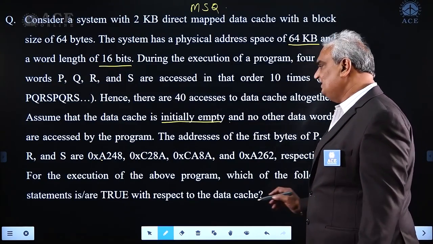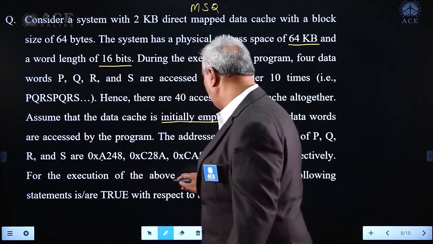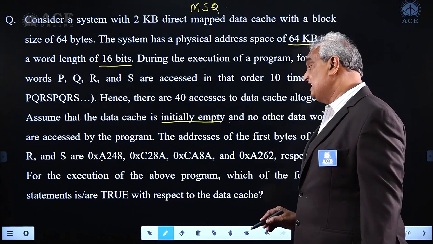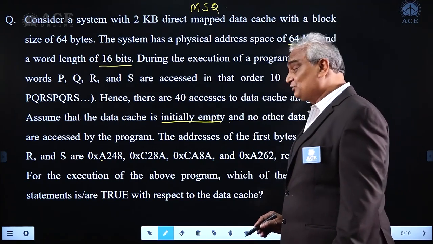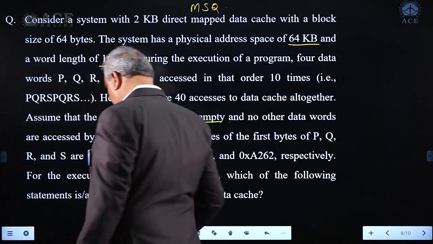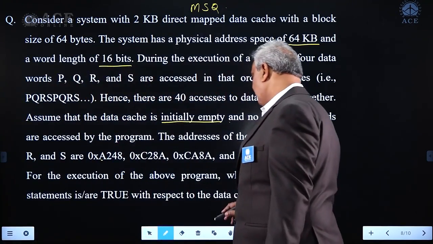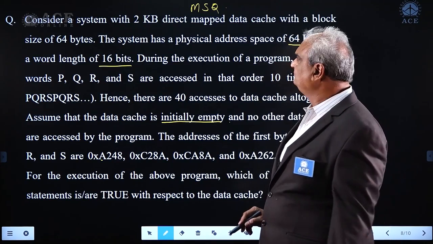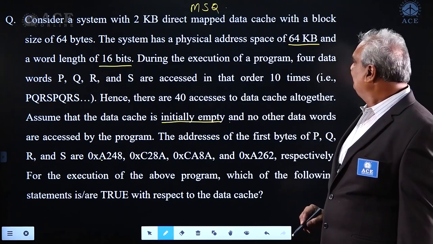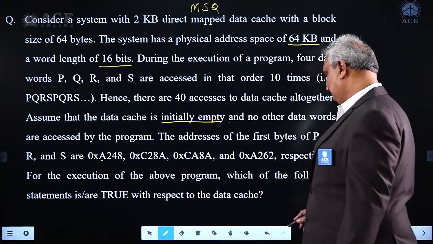Here, he asked, for the execution of the above program, which of the following statements is true? He asked for the true statements. Which of the following statements are true with respect to the data cache? I think the question is clear. Okay, now.